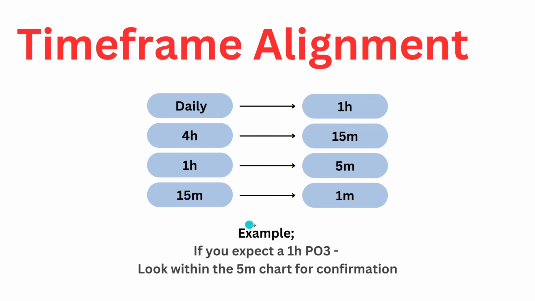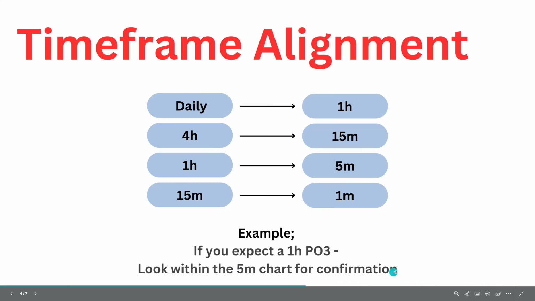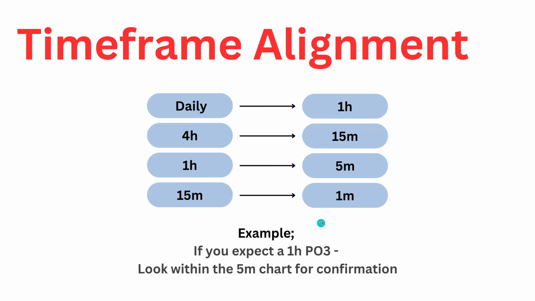If you're expecting a 1 hour power of 3, look within the 5 minute chart for confirmation. I would even say go as far as using the 3, 4, or 5 because they're very similar, and you might have some time frame distortion where one time frame doesn't correctly show the story that's being told, whereas the other one does.